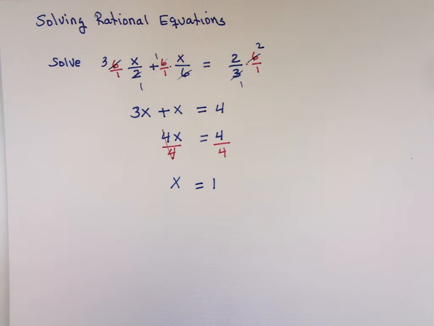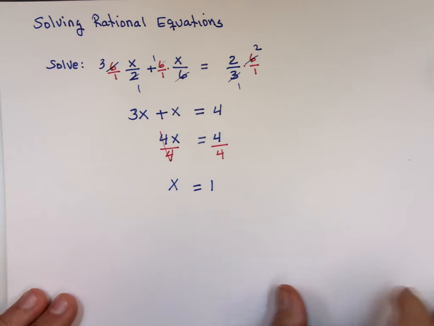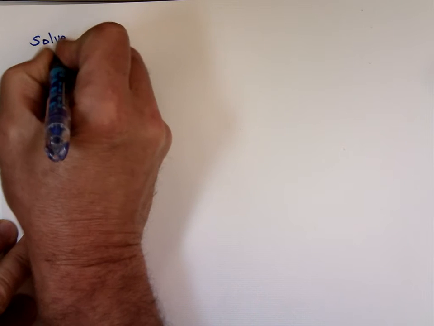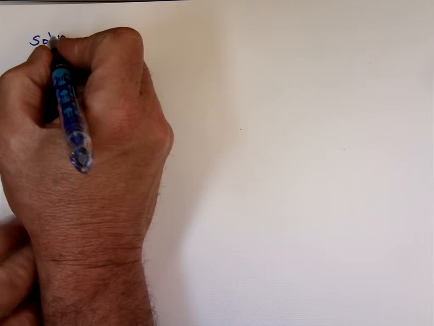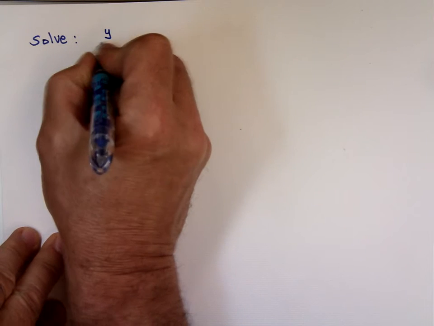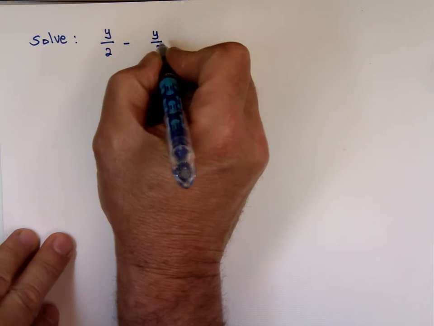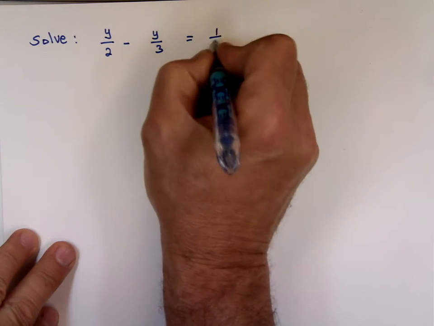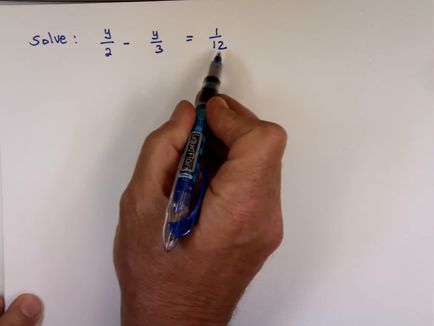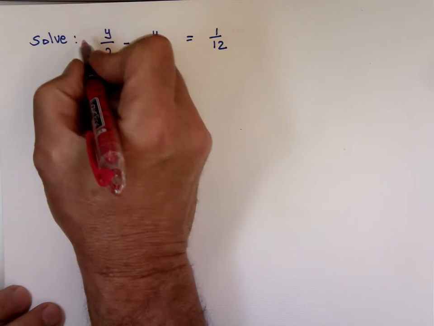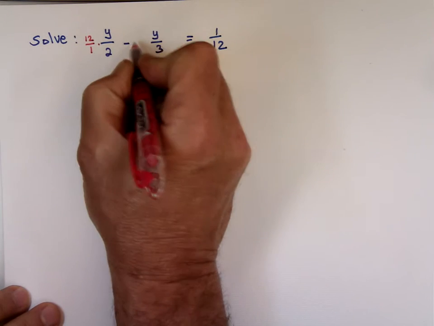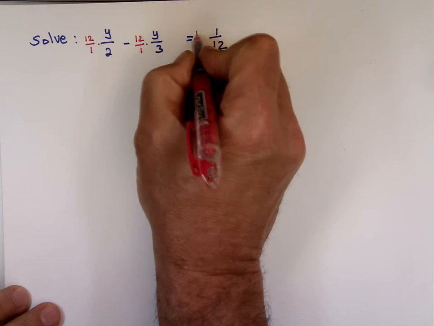Let's try another one. Solve y over 2 minus y over 3 equals 1 over 12. Again, the LCD for 2, 3, and 12 is 12. I'm going to multiply this by 12 over 1, 12 over 1, and 12 over 1.